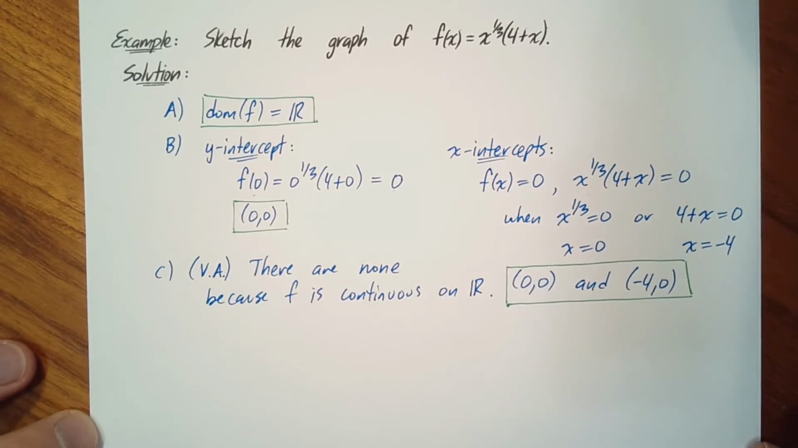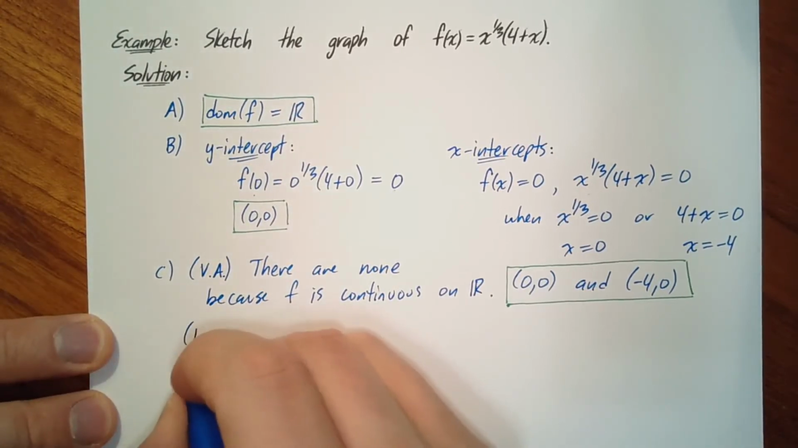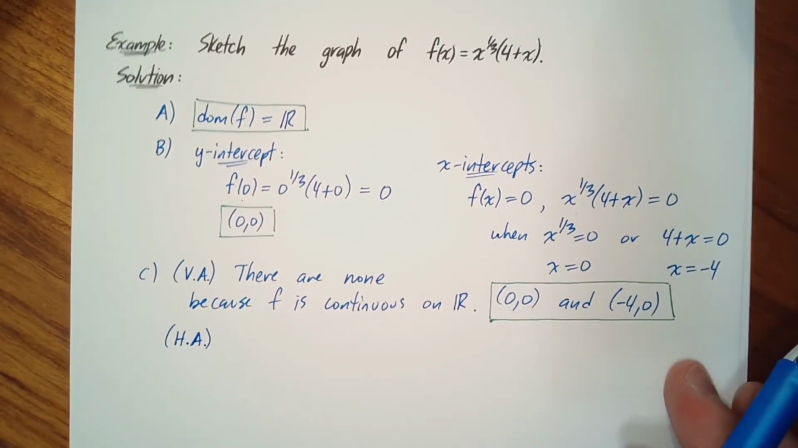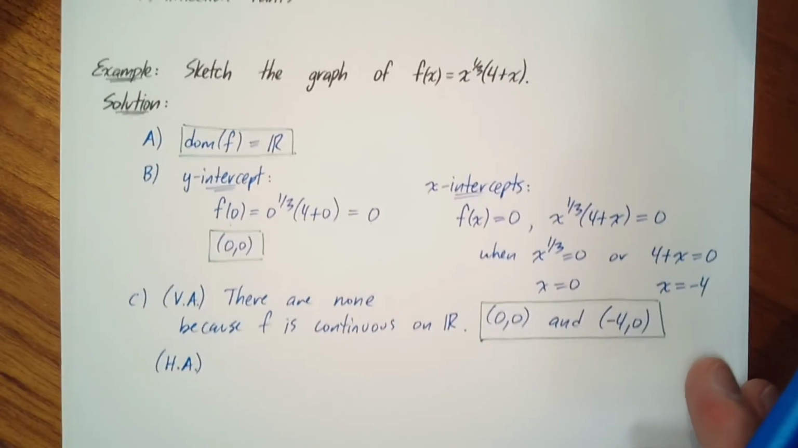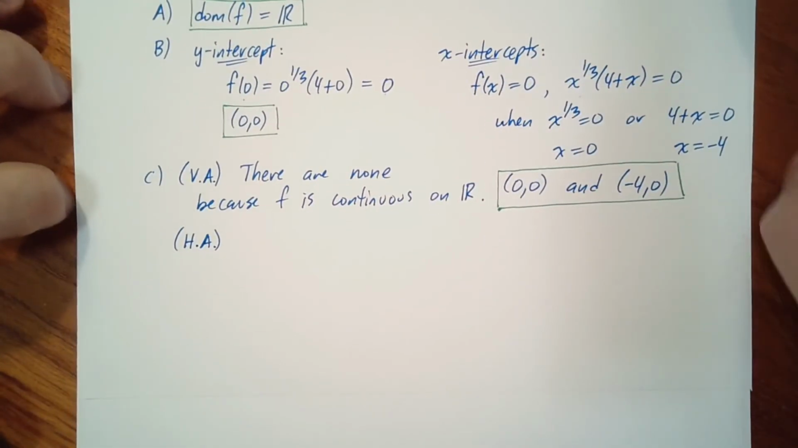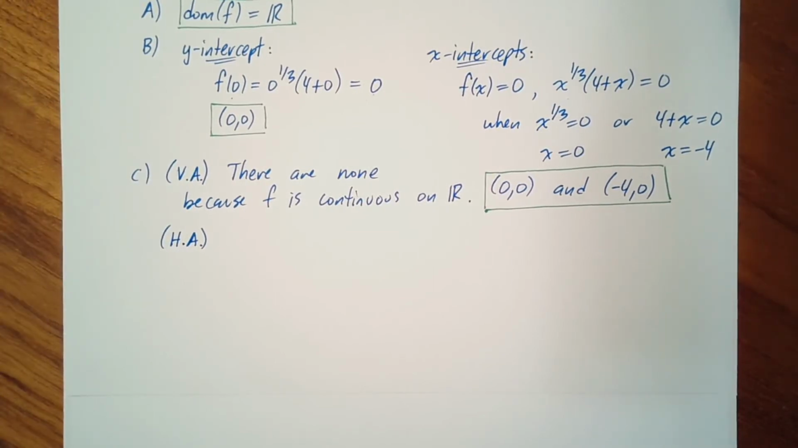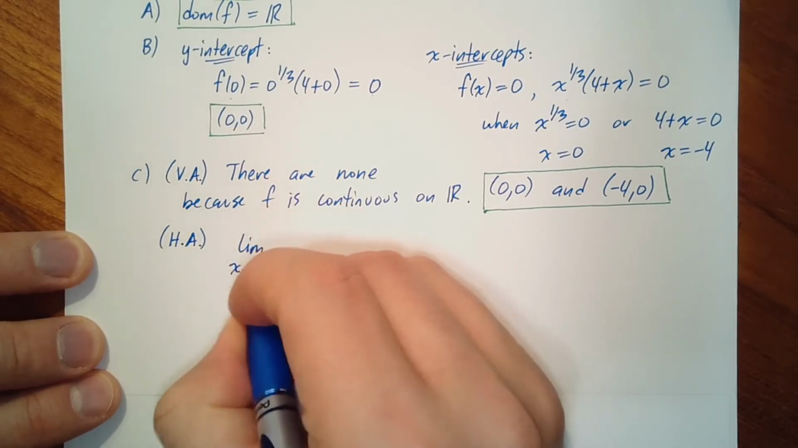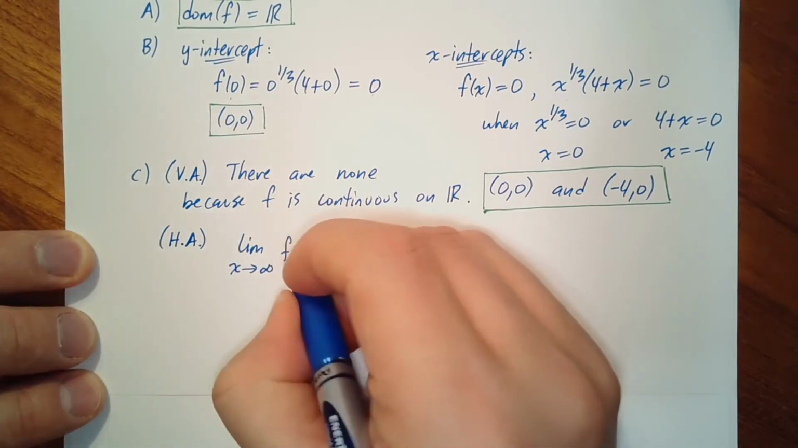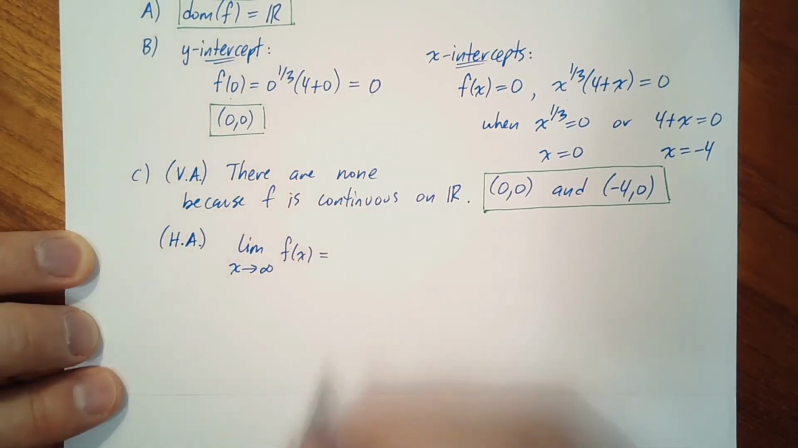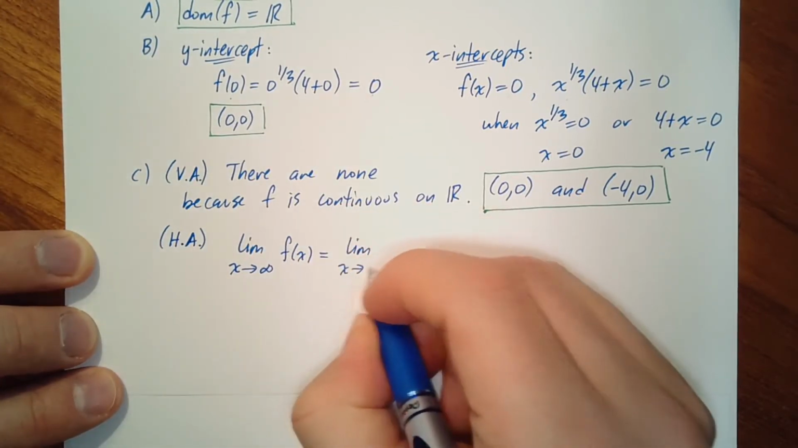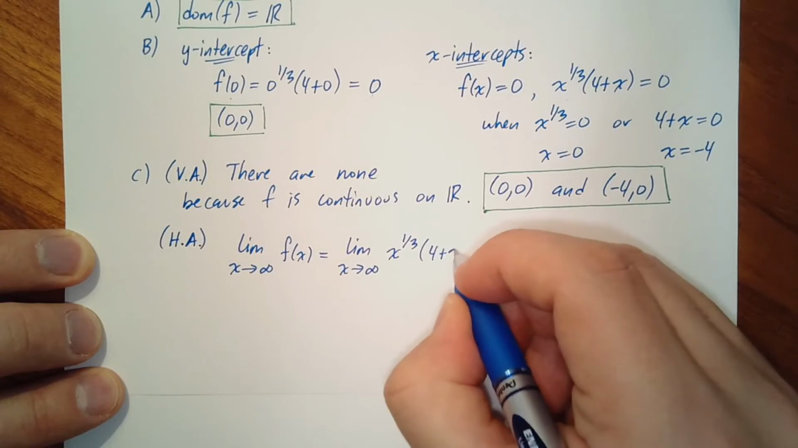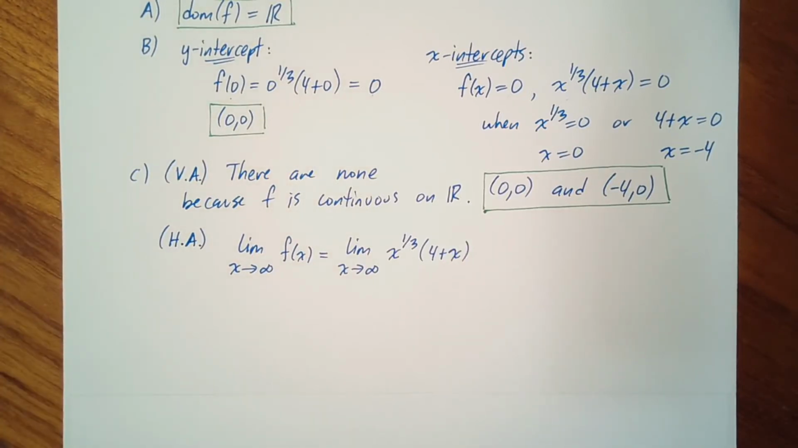Okay, and then what about horizontal asymptotes? I'm just going to use HA for horizontal asymptotes. Remember how we find horizontal asymptotes? You want to take the limit of the function as x gets very far away from the origin in either direction. So for starters, you want to take the limit as x goes to infinity of f of x. So what's that going to be? That's the limit as x goes to infinity of x to the 1/3 times 4 plus x.